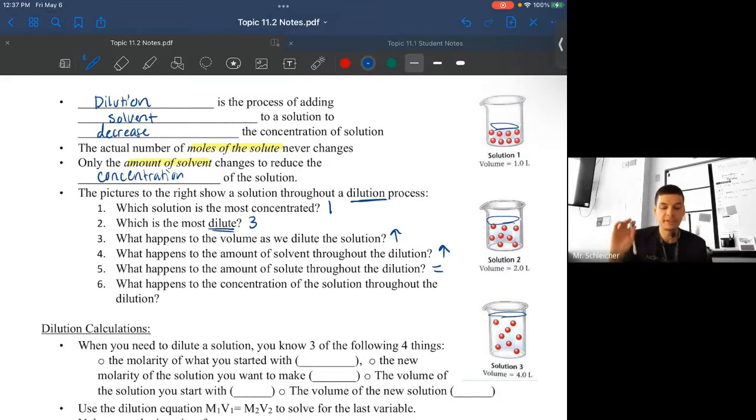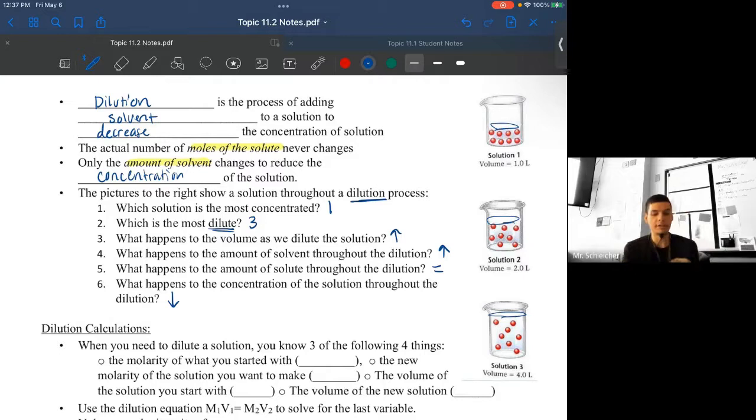And then what happens to the concentration of the solution throughout the dilution? The concentration, is it going up or down? The concentration of solute should be decreasing. It goes down. You can think of it like if something's less concentrated with sugar, then it's going to taste less sweet. So if I'm adding more and more water to sweet tea, the concentration of sugar is going down as I dilute it.